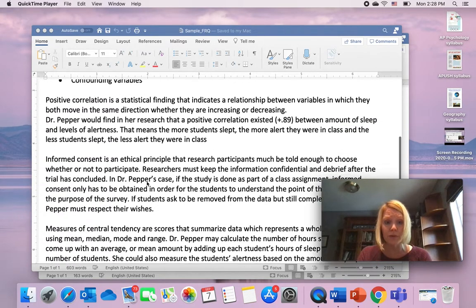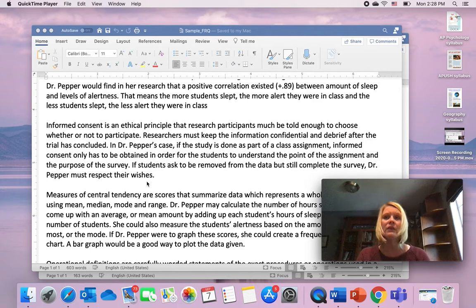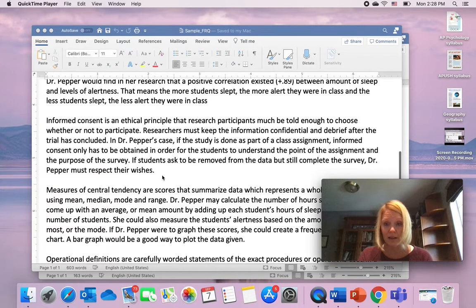The next one is informed consent. You would define informed consent. You would apply informed consent. In this case, it didn't say she had obtained informed consent. So in Dr. Pepper's case, if the study was done as part of the class assignment, informed consent only has to be obtained in order for the students to understand the point of the assignment and the purpose of the survey. If a student asked to be removed from the data but still completed the survey, Dr. Pepper must respect their wishes. And so this is part of that ethical method when you are doing research and collecting data.